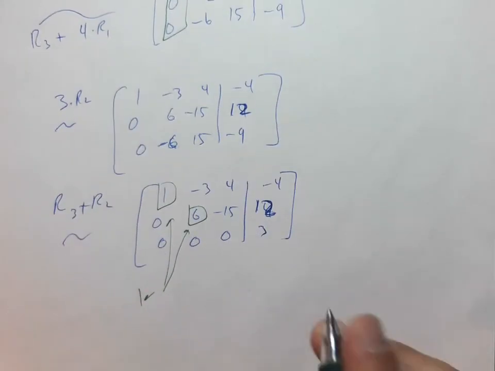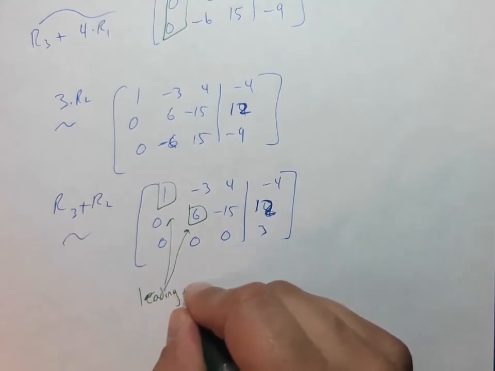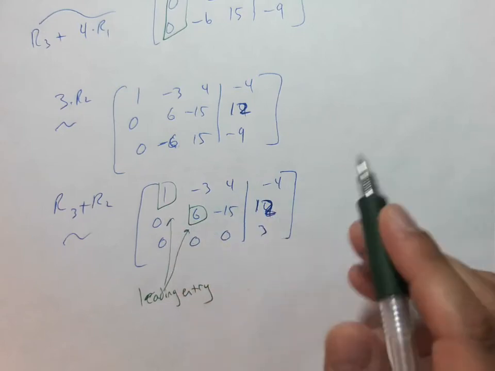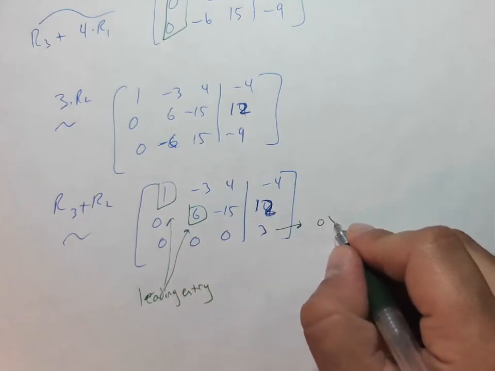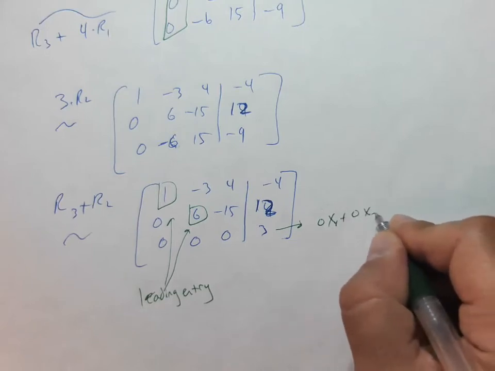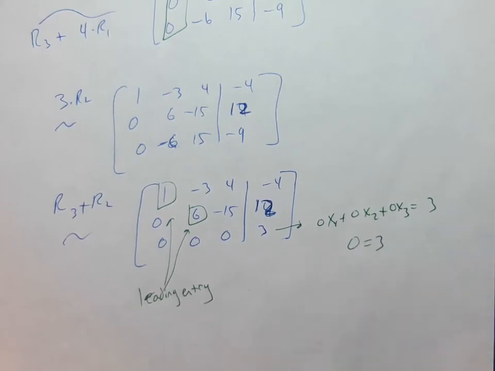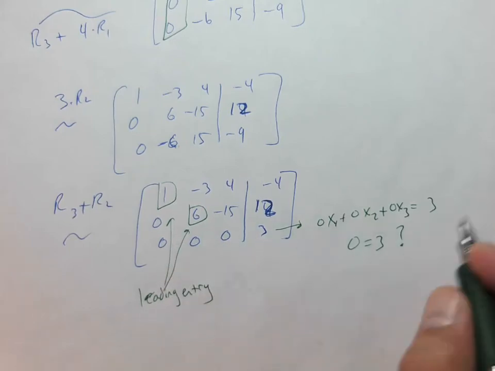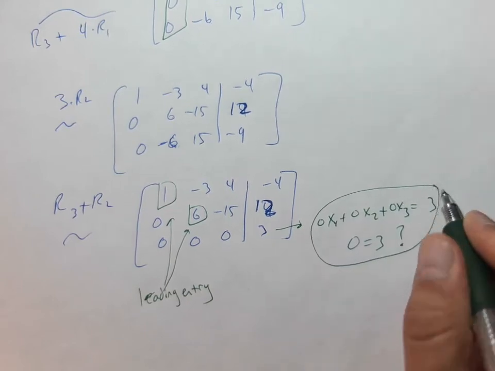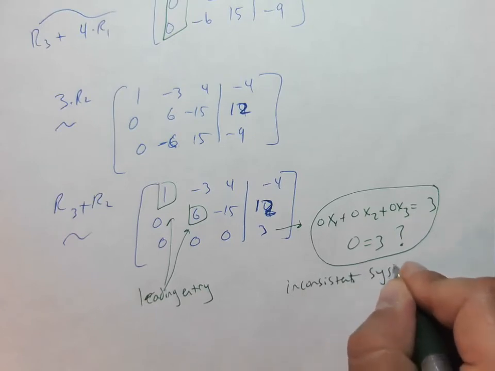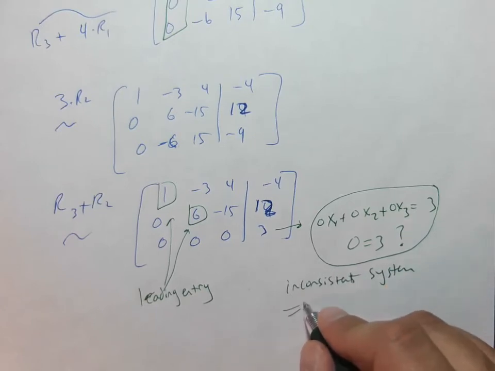But we have an inconsistent matrix, and you should think about why that's true. We have an inconsistent matrix because the first row is okay, the second row is okay, but the third row says 0x1 plus 0x2 plus 0x3 equals 3. So 0 equals 3. We got 0 equals not 0 in this last row. And so this is showing us that we have an inconsistent system, which, again, means we have no solution.